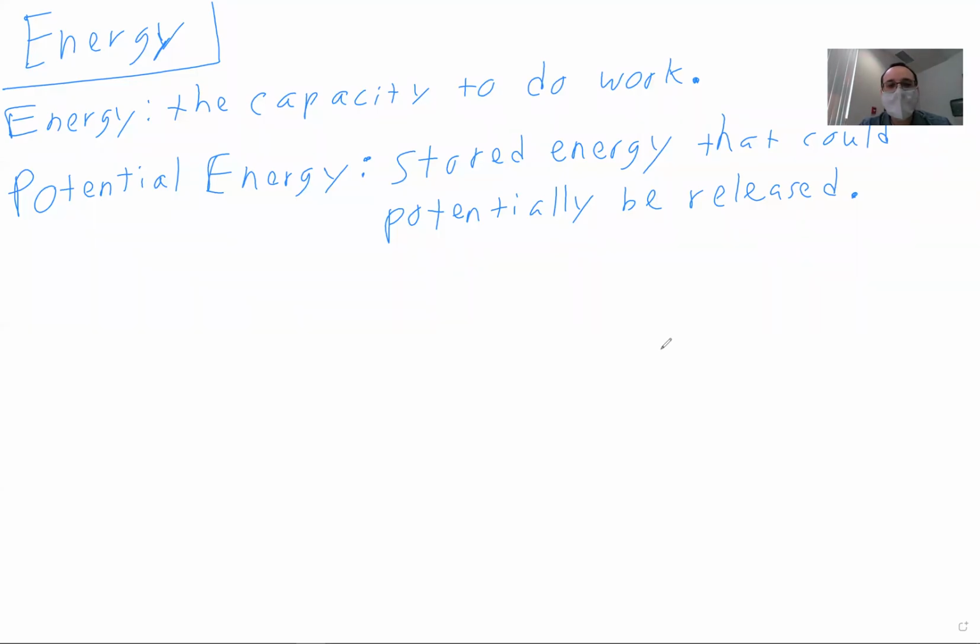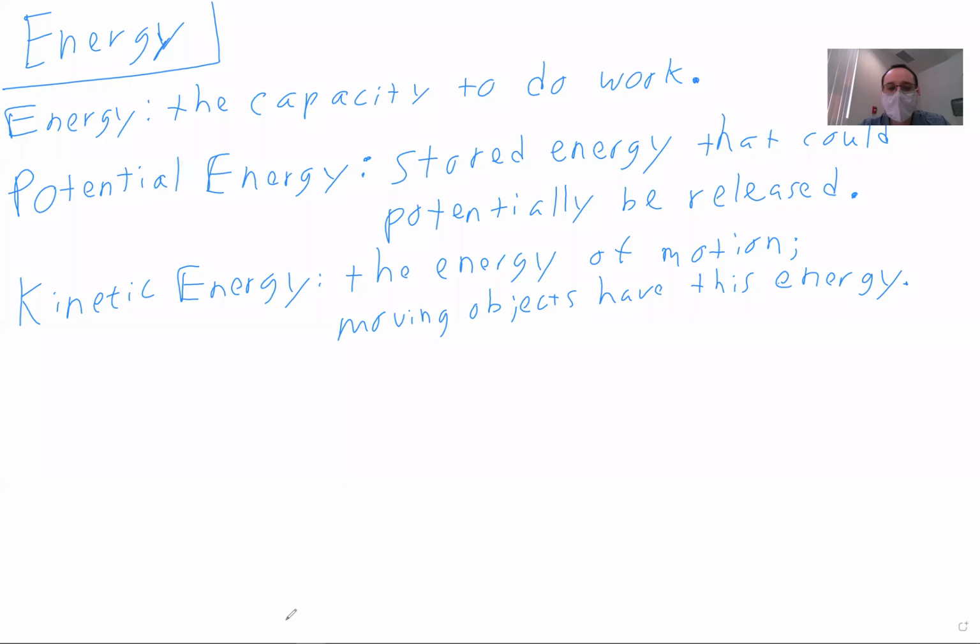Okay, and so the first type we'll discuss is potential energy. And so potential energy is stored energy that could potentially be released. And there are a few different types of potential energy, but we're going to focus on one in particular, and we'll do that in a little bit. But first, let's talk about the second type of energy. Okay, so the second type is kinetic energy, and that's the energy of motion, or we could say that moving objects have this energy.